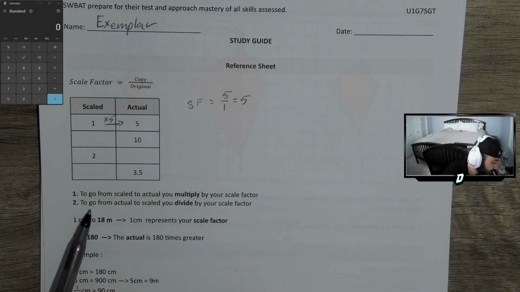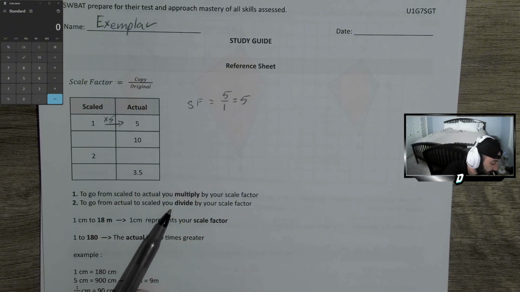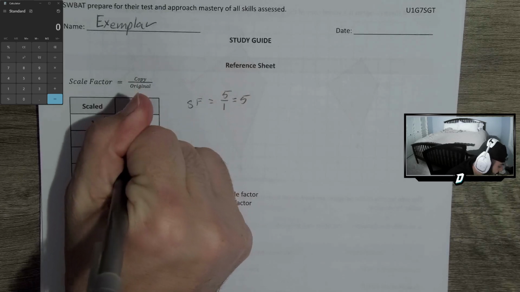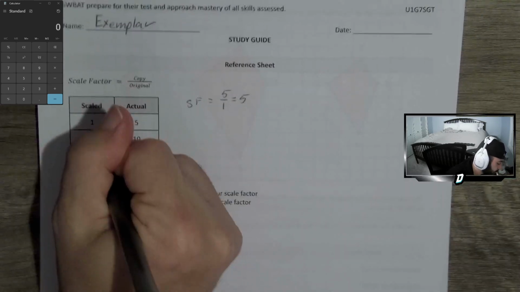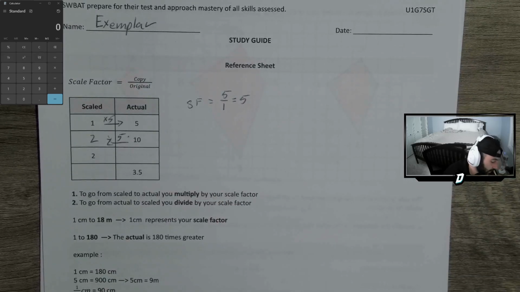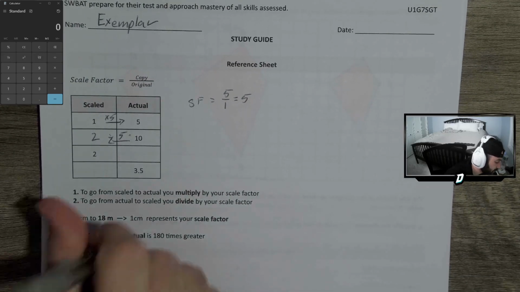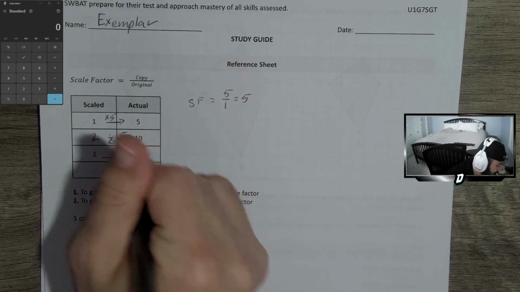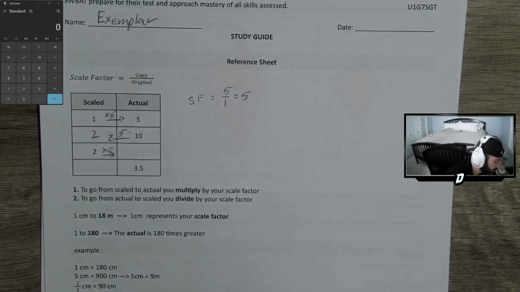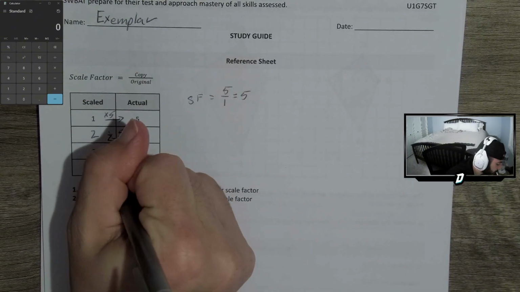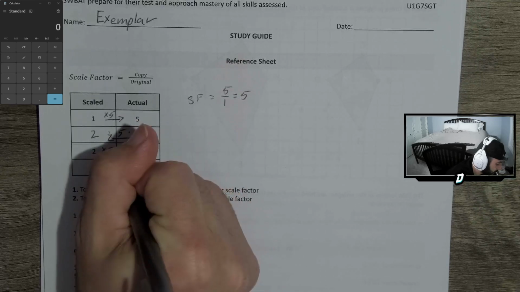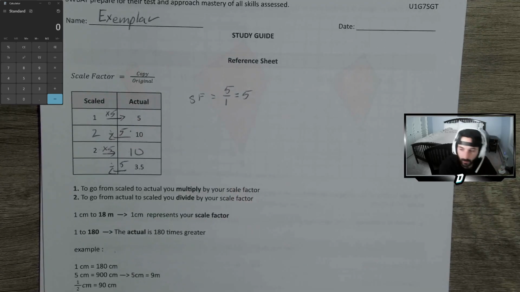And then that means to go from your actual to your scaled, you're going to divide by your scale factor. So you would do 10 divided by 5. So that means our scaled is 2. Which means if our scaled is 2 here, your actual is going to be 10. And again, if we want to go from our actual to our scaled, we want to divide by our scale factor, which would be dividing by 5.